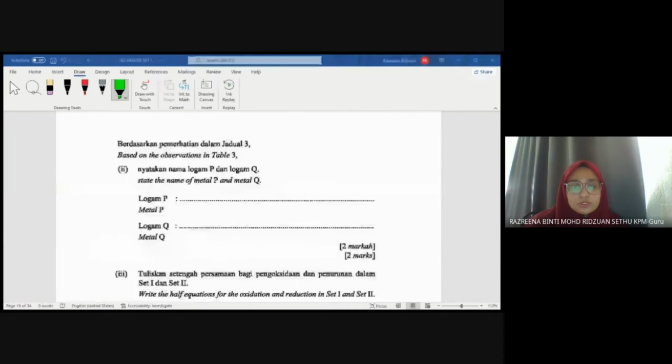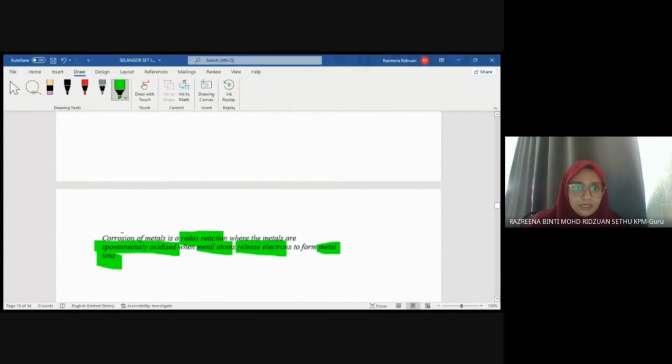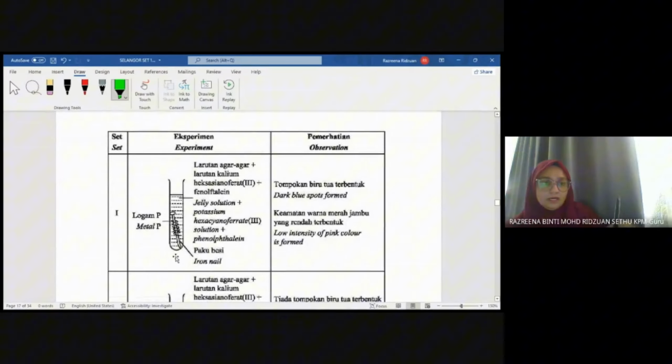We have to choose which one will make the rusting faster. Okay, how do we know? Because you see there are dark blue spots here. Dark blue indicates that the iron rusted.